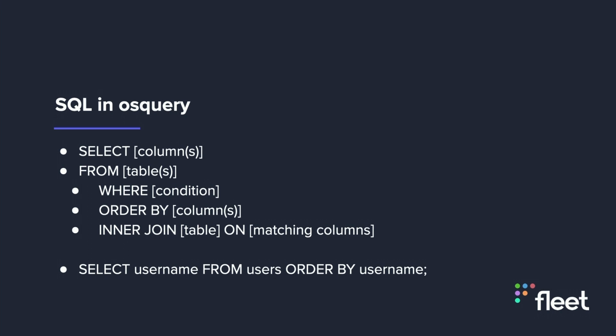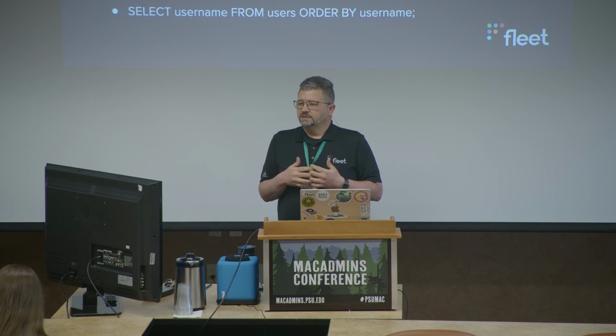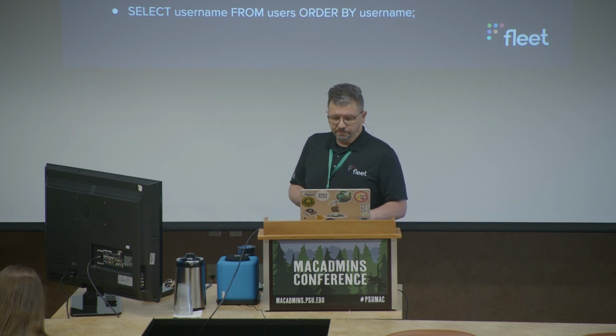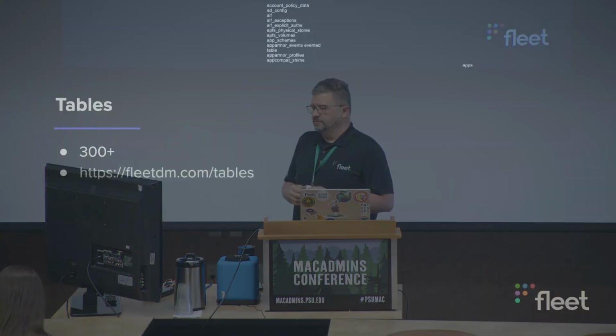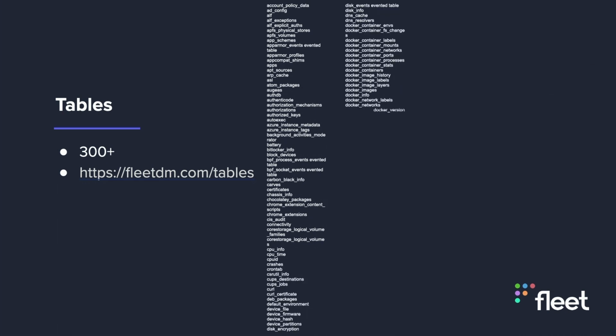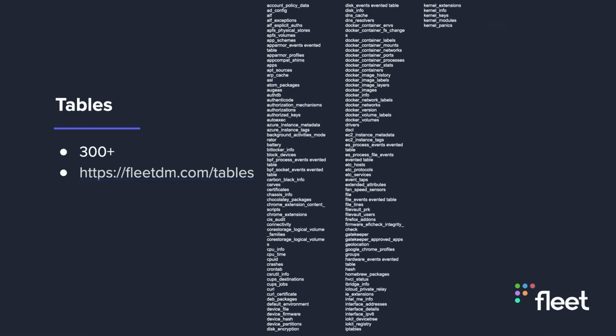Order by allows you to sort those columns, so you can order by the various columns that you've selected. And then you can also combine tables and join them on indices, and that's what the join command will do for you. So speaking of tables, there's over 300 tables available in osquery for you, and we're going to go over each and every single one of these.